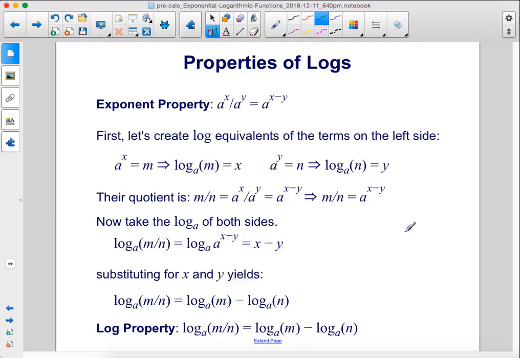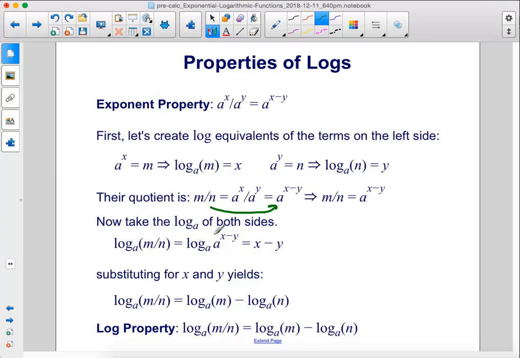Exponent property a to the x divided by a to the y equals a to the x minus y. First, let's create log equivalents of the terms on the left side. a to the x equals m. So we have log base a of m equals x. a to the y equals n, therefore log base a of n equals y. Their quotient is m divided by n, which in this case would be a to the x divided by a to the y, giving us a to the x minus y. So we have m over n equals a to the x minus y.